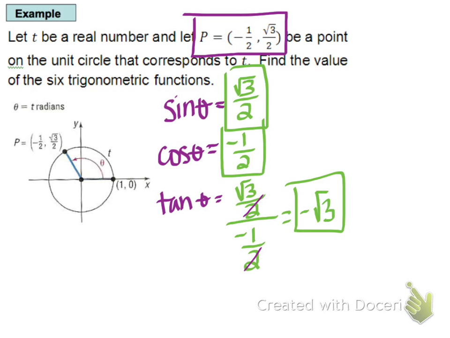Now to find the others, we're going to have to take the reciprocal of those. And I'm going to rewrite these in a different order than they were on the last slide. I'm going to put cosecant first next to sine, since it's its reciprocal. We'll put secant next, and then we'll put cotangent down here at the bottom.